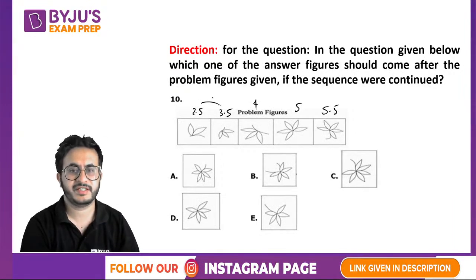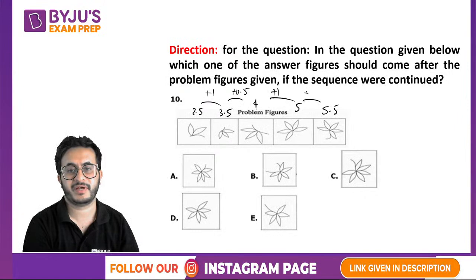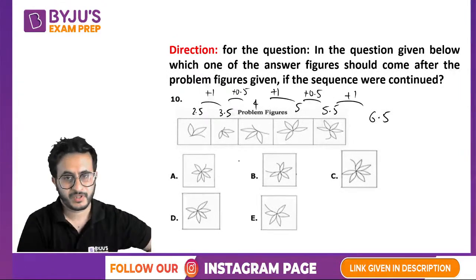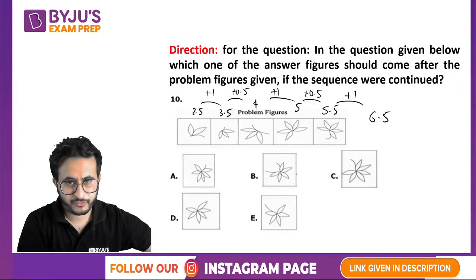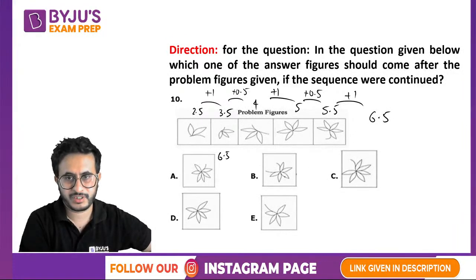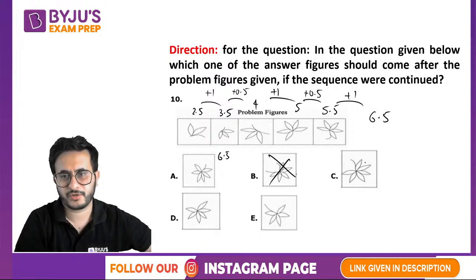Okay, so we see it is increasing by 1, it is increasing by half, then increasing by 1, then increasing by half. So it should increase by 1. Okay, so it should have 6.5 petals. Okay, 1, 2, 3, 4, 5, 6, 6.5. Okay, this is 1, 2, 3, 4, 5, and 2 halves. So that is 6. So you can eliminate this option.